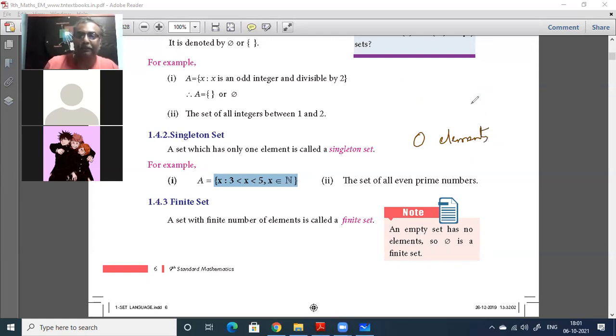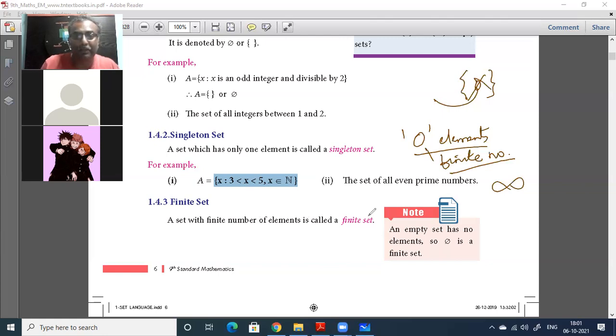I think you are getting confused. You are thinking this is an empty set. No, this is not the empty set. 0 is not an element. It should have 0 elements, which means it should not have any elements. A set which has 0 elements, 0 is a finite number. Okay. So only infinity, where there is no end to the number of elements in the set, only those sets are infinite sets. Most of the sets we will deal with are only finite sets.